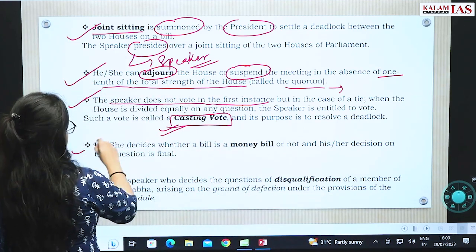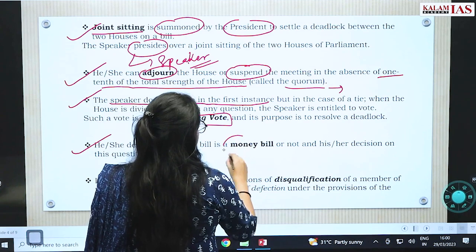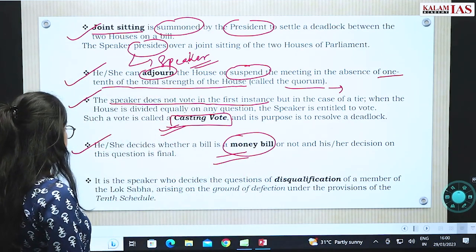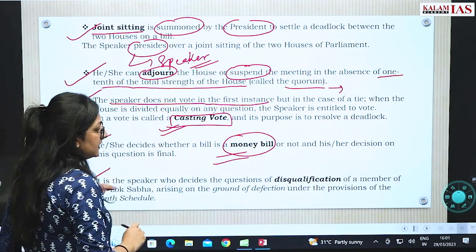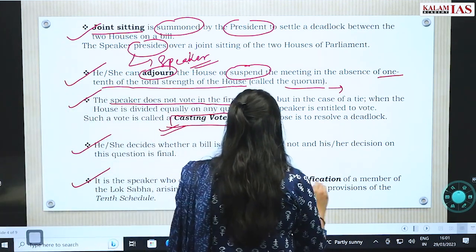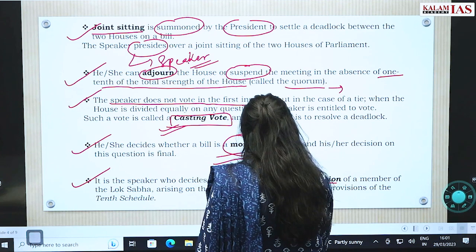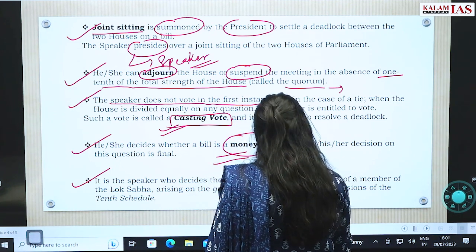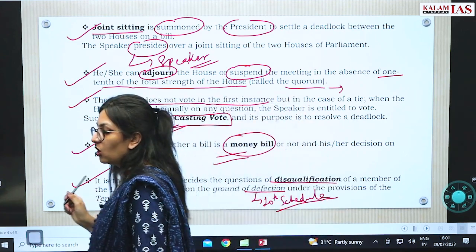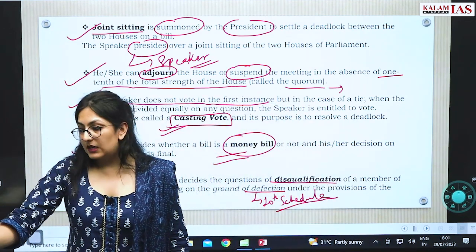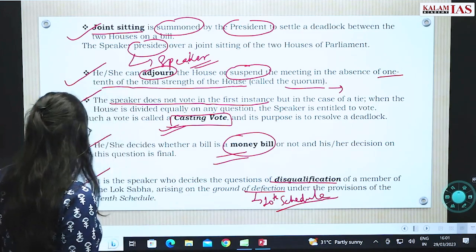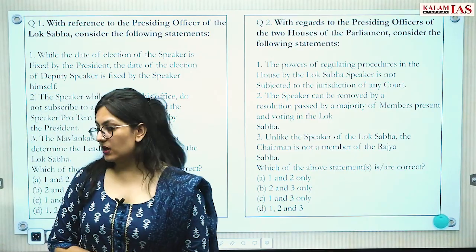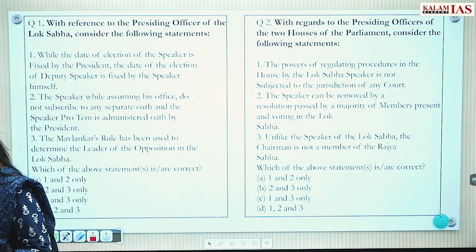Now he or she decides whether the bill is a money bill or not, and the decision is final, and you all know that. And it is the speaker who decides the questions of disqualification under the defection law, which is mentioned in the 10th schedule. Disqualification under the defection law is also decided by the speaker himself. These are the two questions. Now, based on our discussion, you may try to attempt this question.